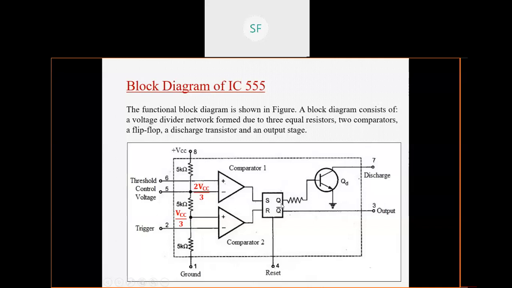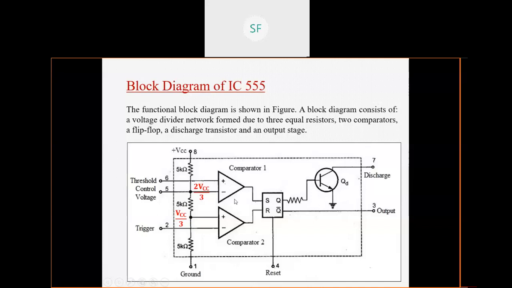Okay. Then the discharge transistor is there. This discharge transistor is driven by the output of the SR flip flop, that is, the Q output of your SR flip flop, and the collector terminal of this discharge transistor is nothing but the discharge pin of IC 555. So this is the description of the functional block diagram of IC 555.